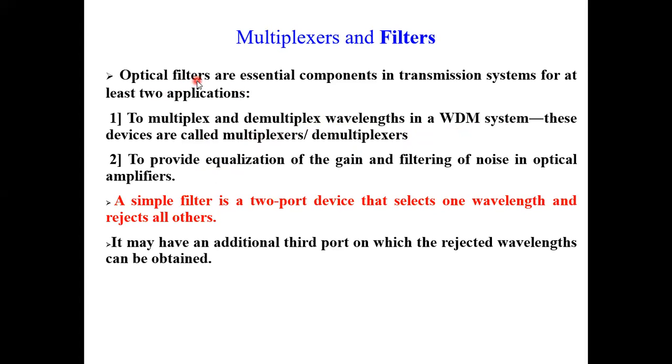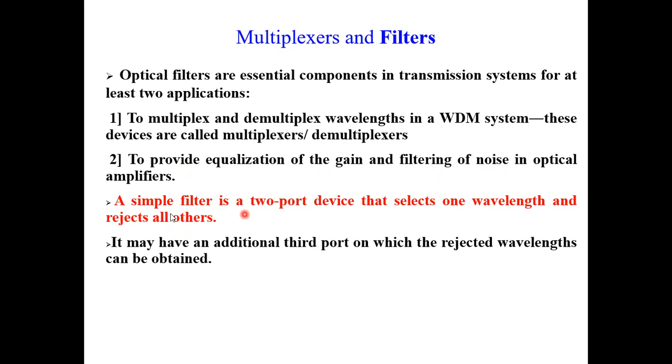There also I can use an optical filter, and I can use a filter to provide equalization of gain. And if there is some noise signal, I can use an optical filter. Some of you are going to take optical receivers, synchronous, coherent and non-coherent receivers. There you have the problem of noise. So how can I eliminate the noise? We know, by using appropriate filters.